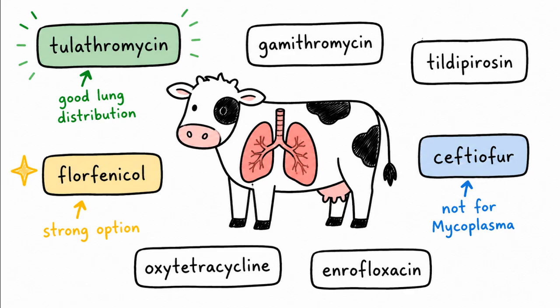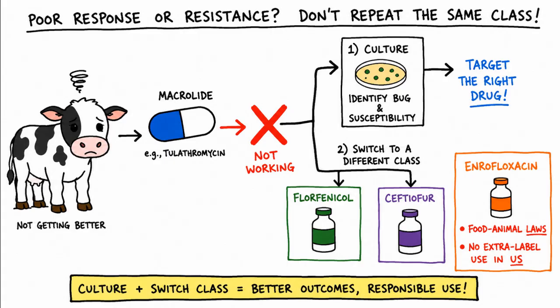my Mycoplasma drug. If there is poor response or resistance is suspected, I do not just keep repeating the same drug class. I would culture when possible and switch based on susceptibility. For example, if a calf does not respond to a macrolide, the next logical class might be florfenicol or ceftiofur, depending on the case. A labeled fluoroquinolone, like enrofloxacin, may be an option in some cattle respiratory cases, but food animal laws matter, and extra-label fluoroquinolone use in food animals is prohibited in the United States.